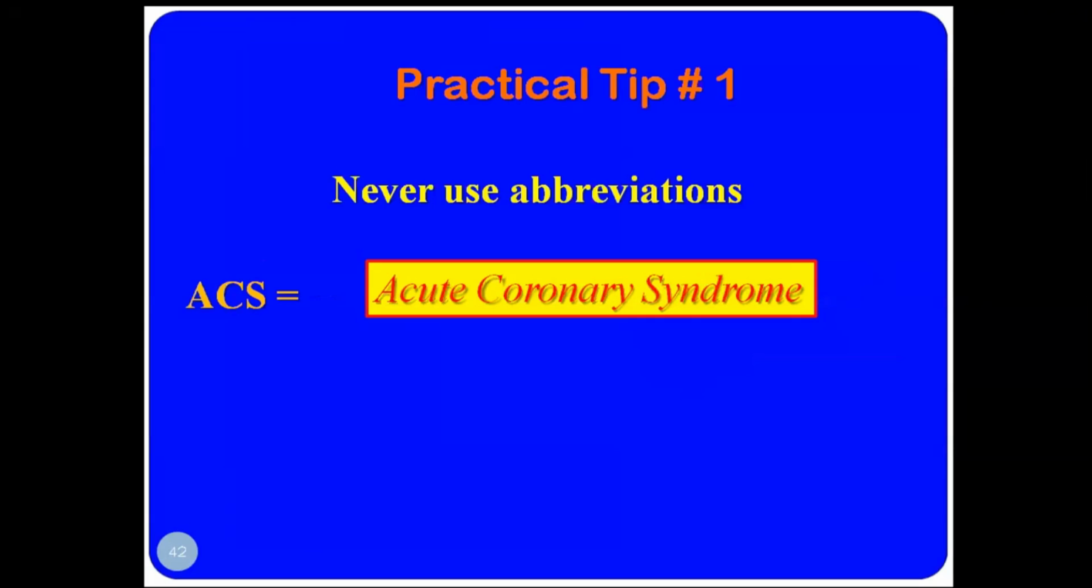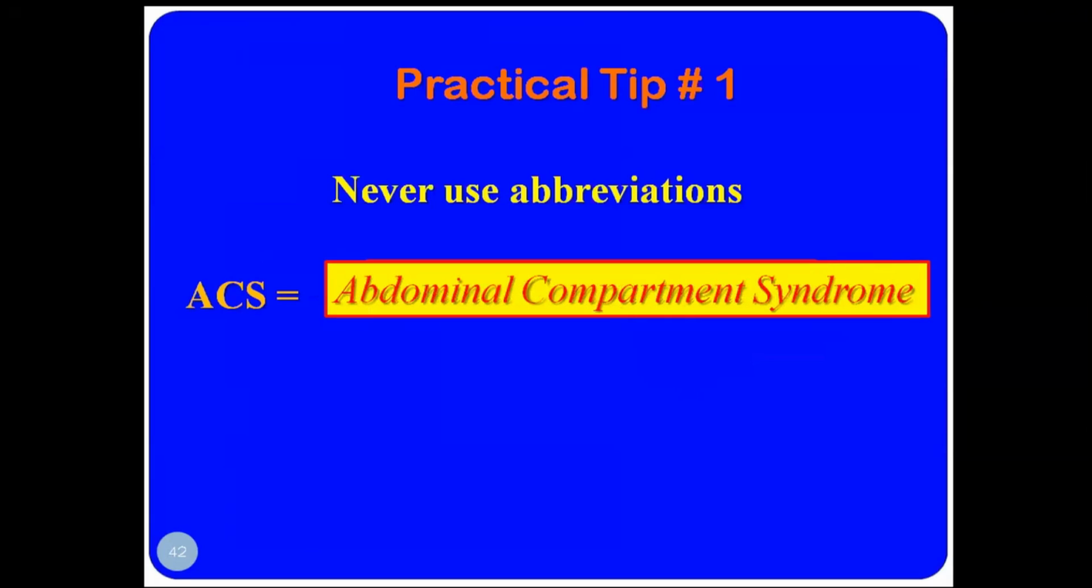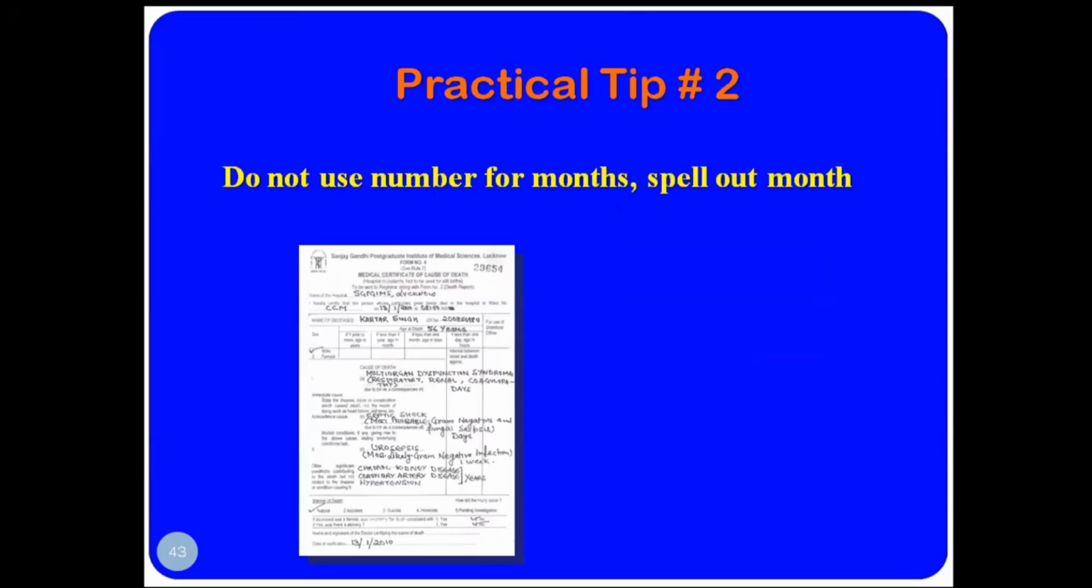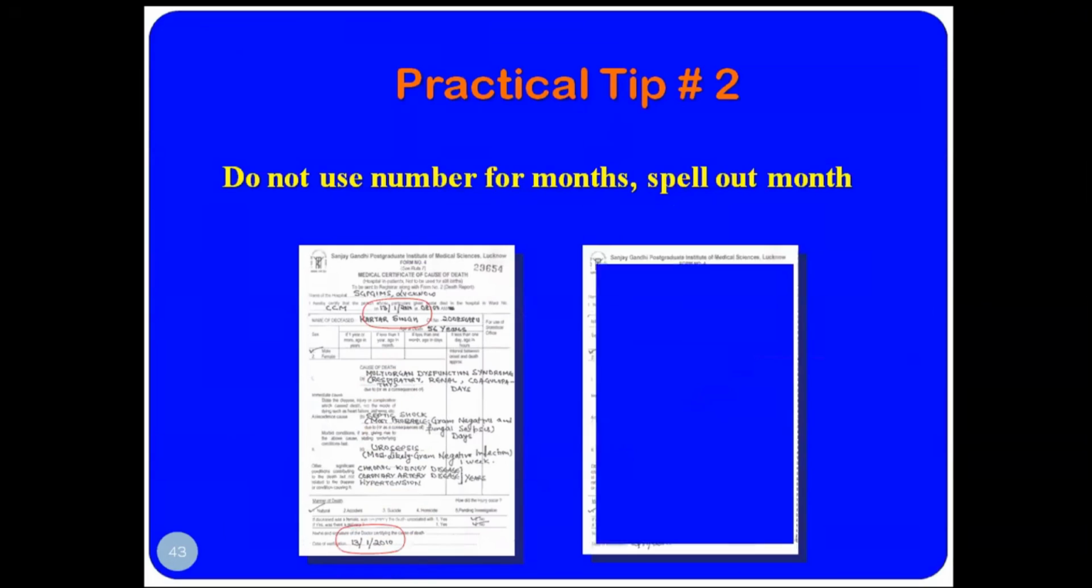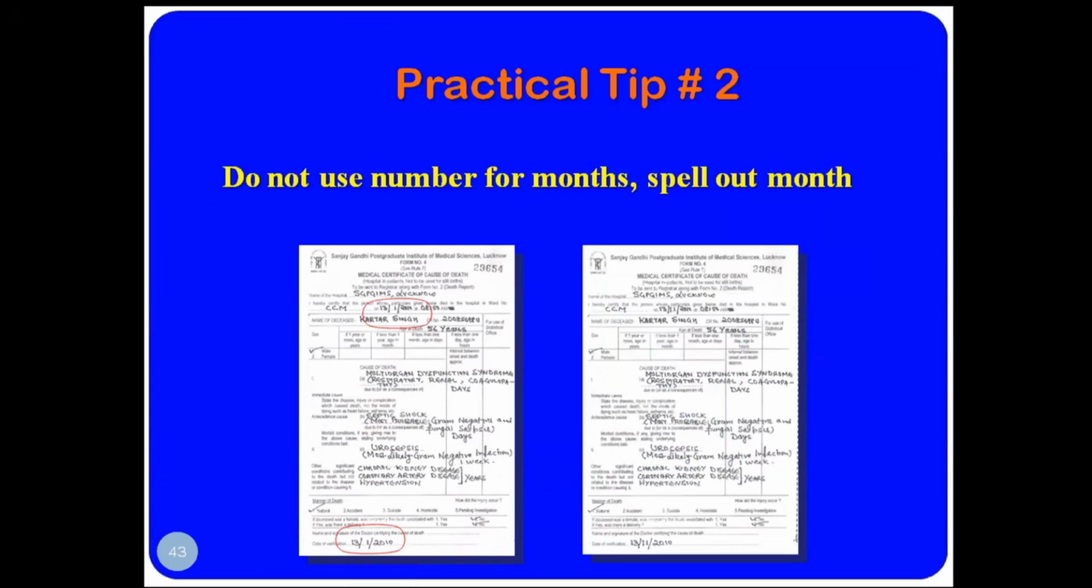So, some important tips: never use abbreviations. ACS can be acute coronary syndrome, and it can become abdominal compartment syndrome. Do not use numbers for months. Always spell out the month. It's always better to write 13th of January rather than 2013, then -1, and then 2010, because it can easily become 1311. You can alter that, and the whole document gets changed. And it's a very important medical legal document.